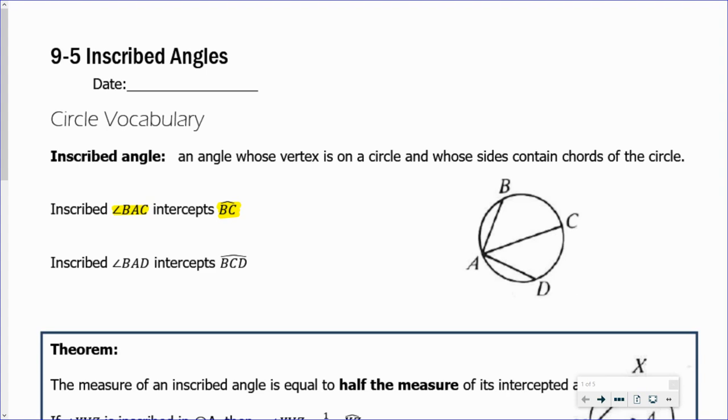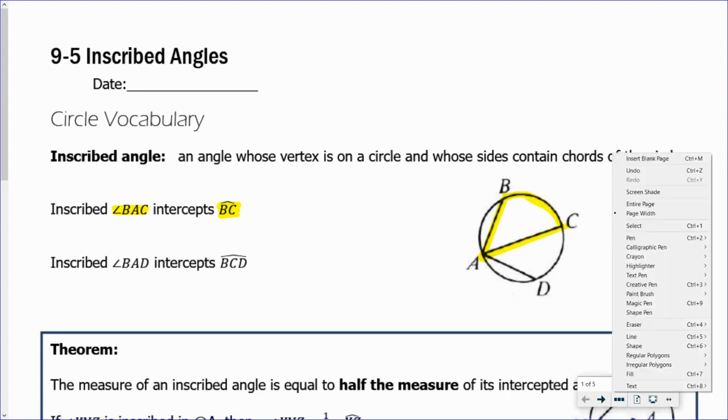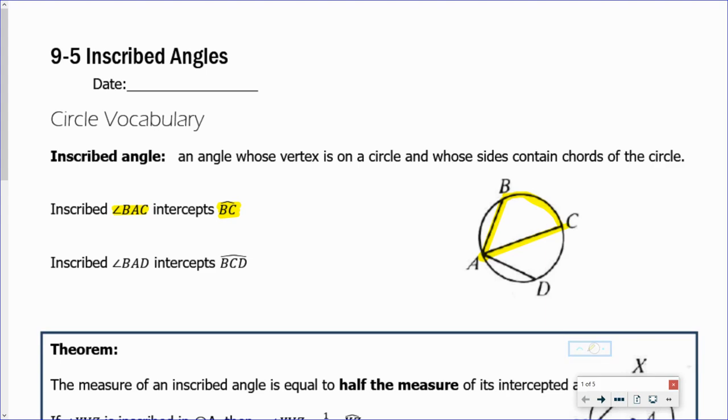All right, so if we look at angle BAC, I'm going to highlight that in yellow. It's an inscribed angle because its vertex is on the circle, as we can clearly see. And the sides, AB is a chord of the circle, and AC is also a chord of the circle. Now, that angle is said to intercept arc BC.